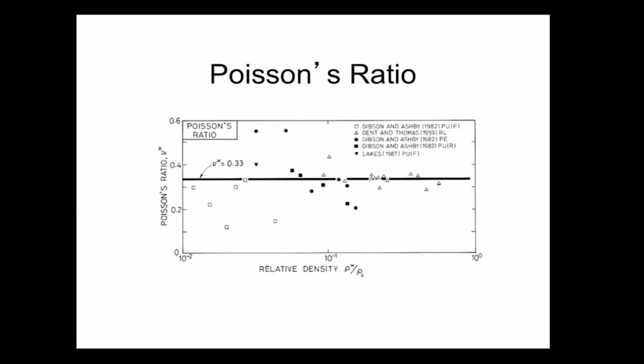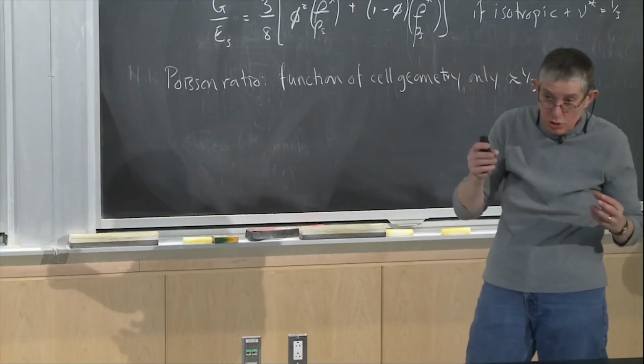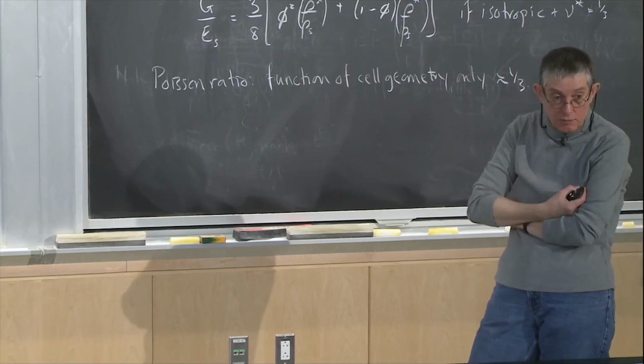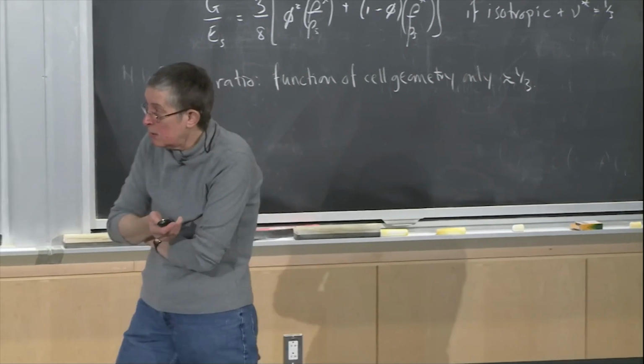We don't really know what the constant is because we don't know what all these geometrical parameters are. But here's a value of a third, and you can see there's a lot of scatter here. This is less than 0.2. This is more than 0.5. And the scatter really represents differences in the cell geometry. So if the foams were anisotropic and the cells were stretched in one direction, then you would get different values of the Poisson's ratios. So that's the Poisson's ratios there.